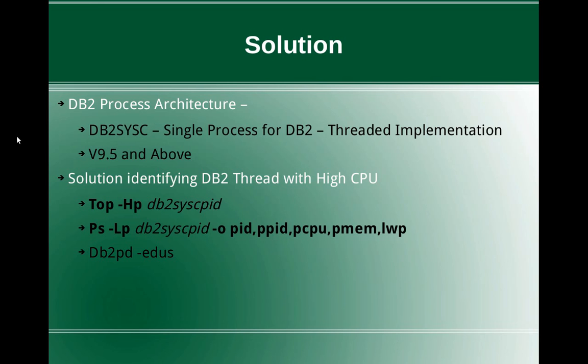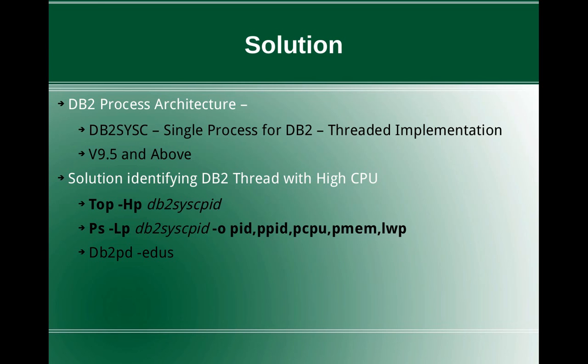Whenever a DB2 instance is started, there is a single process for DB2 that is created in the OS. That process name is called db2sysc. And whatever activities you are doing on this instance, like connecting to the database, running backup of a database, or running some utilities like load, export, import, etc., for all those activities, individual threads will be spawned under that process. So this is a multi-threaded implementation.